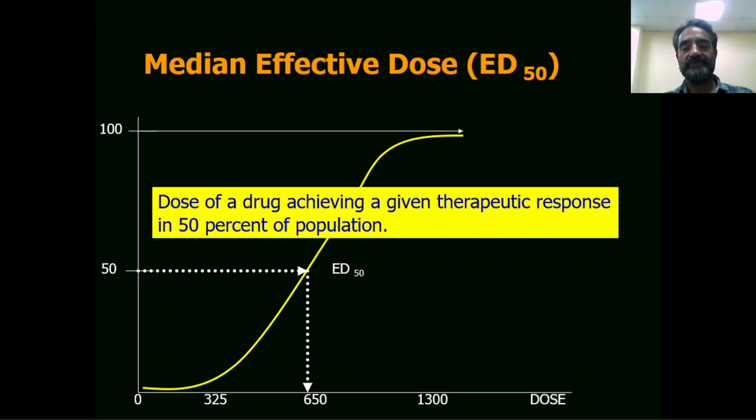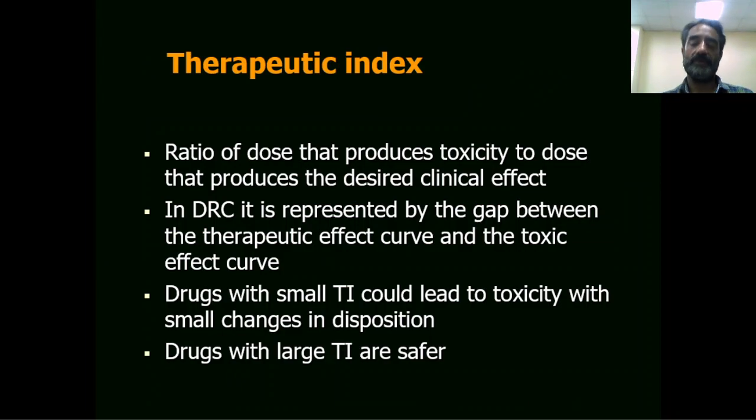So here we have given the definition of ED50: the dose of a drug achieving a given therapeutic response in 50% of the population. Now there are 2-3 more terms that we'll be defining and understanding. Therapeutic index. So what is therapeutic index? It actually gives us the idea of the difference between an effective dose and a toxic dose.